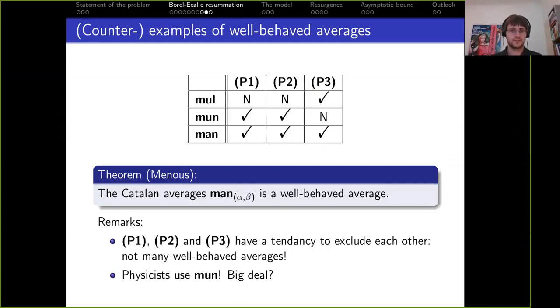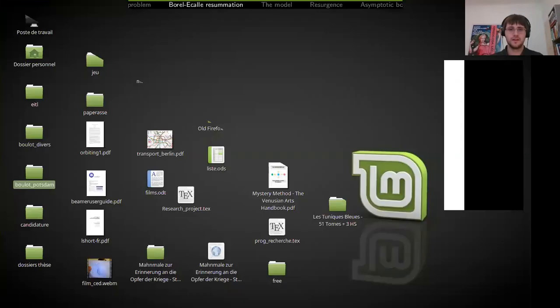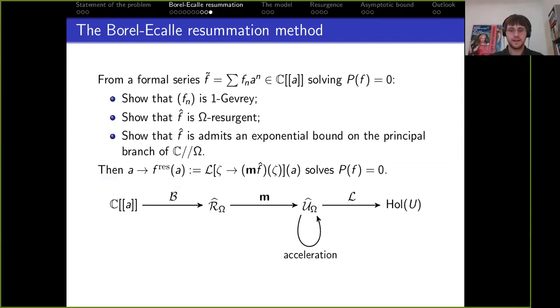Okay, so there exists well-behaved average, and let me summarize Borel-Ecalle resummation methods in one slide. It's done in 3 steps. You start from a formal series that solves some problem that you're interested in. You take a Borel transform, on which you arrive to resurgent functions, so functions that admit an analytic continuation along any path that avoids singularities.